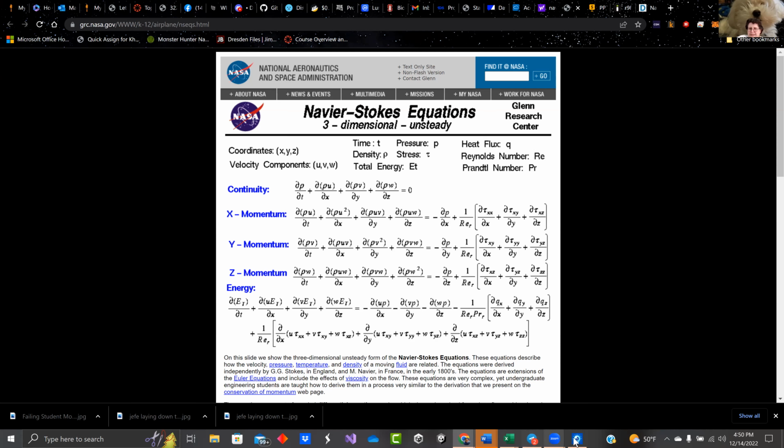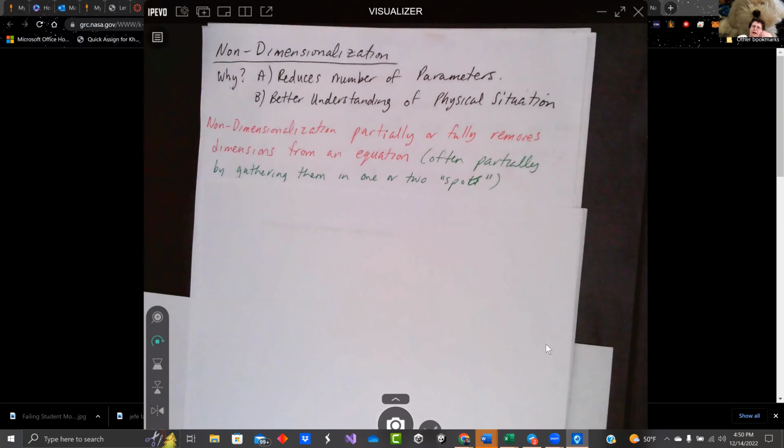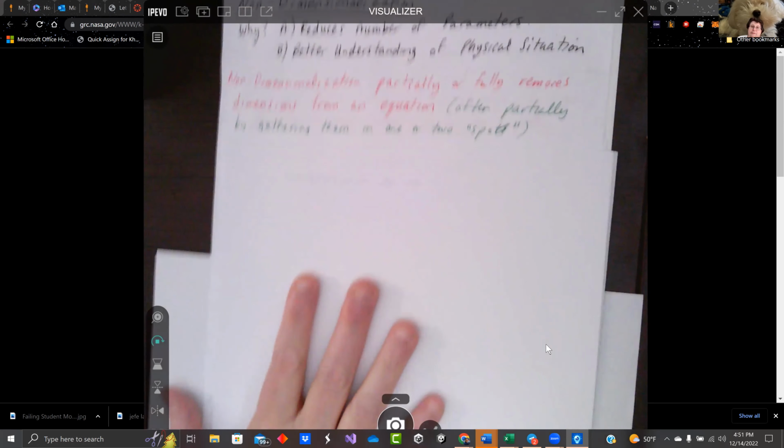Everything has its units. Depending on who we're talking with, SI units are different from American units. So let's get rid of them. Let's gather them all in one spot and address them. Non-dimensionalization partially or fully removes those dimensions from an equation, and you'll see what happens. They end up clustering in one or two areas.